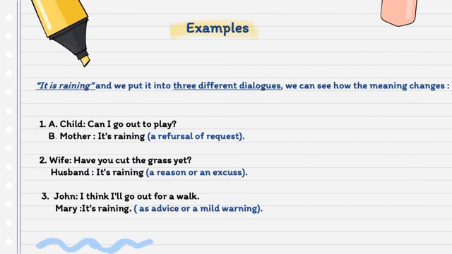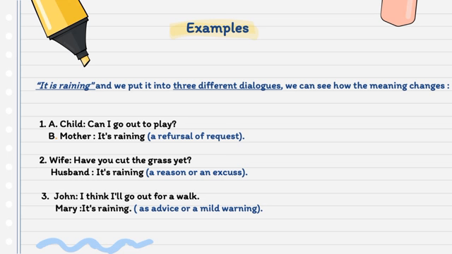The example of discourse rhetorical analysis. If we take the simple sentence, "It is raining," and we put it into 3 different dialogues, we can see how the meaning changes. First dialogue, child: "Can I go out to play?" Mother said, "It's raining." Second dialogue, wife: "Have you cut the grass yet?" And then husband said, "It's raining." And the last dialogue, John: "I think I'll go out for a walk." And then Mary said, "It's raining."